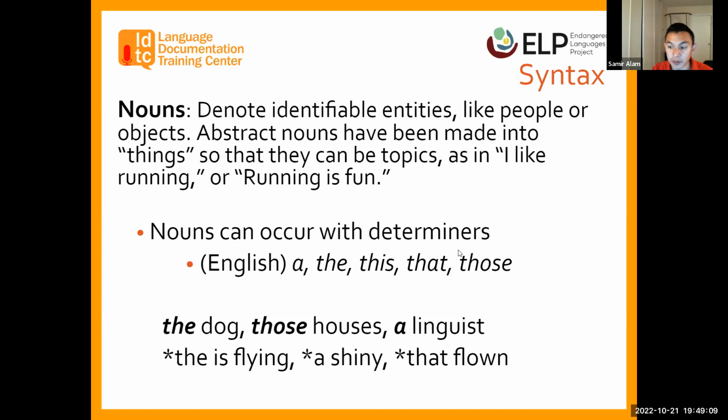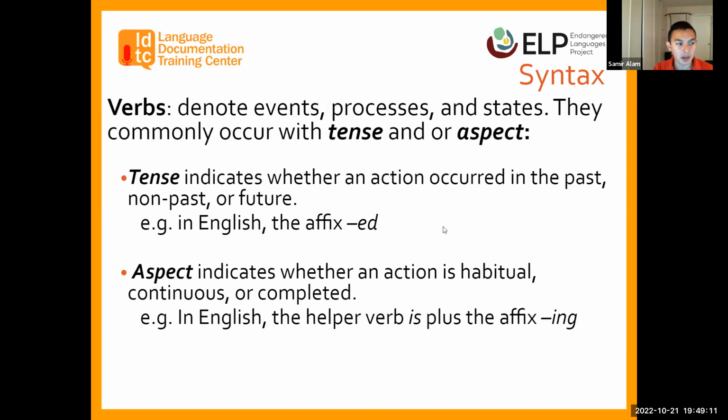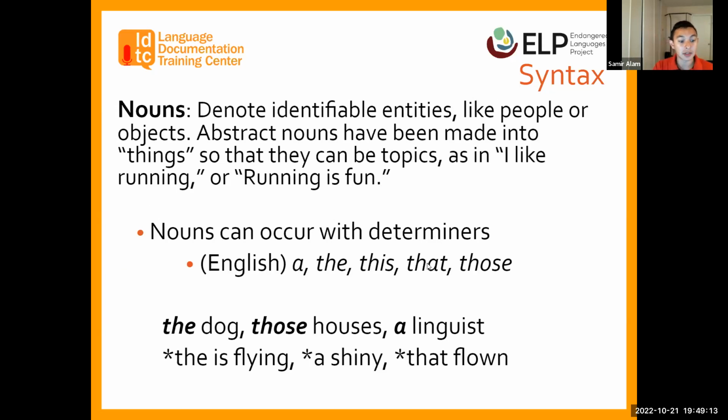Some indications of nouns is that in languages with determiners, they can occur with determiners. So like in English, we have the, this, that, those, a cat, the dogs, this house, that lamp, those dogs. The, this, that, and those are all articles or determiners. And the thing that comes after it is a noun.